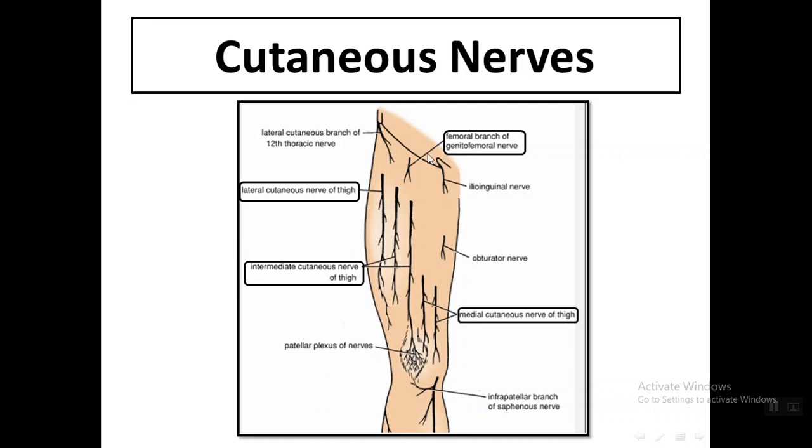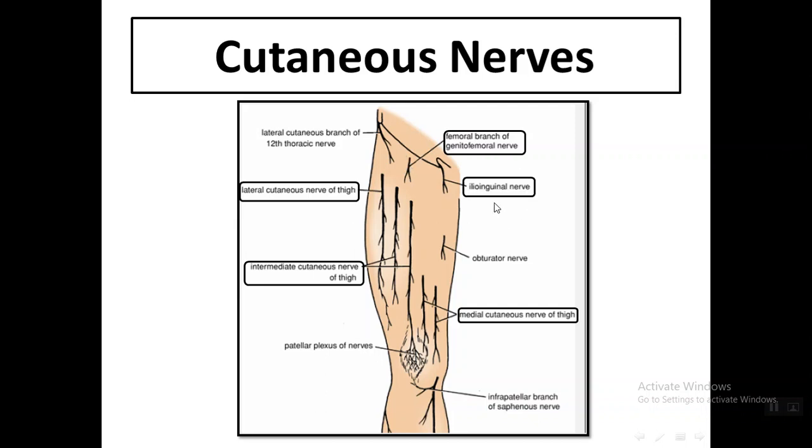Other nerves near the beginning of the lower limb are the femoral branch of the genitofemoral nerve. The genitofemoral nerve is also a branch of the lumbar plexus. Its femoral branch will pass below the middle of the inguinal ligament. This is the inguinal ligament, and it supplies a small area just below the inguinal ligament.